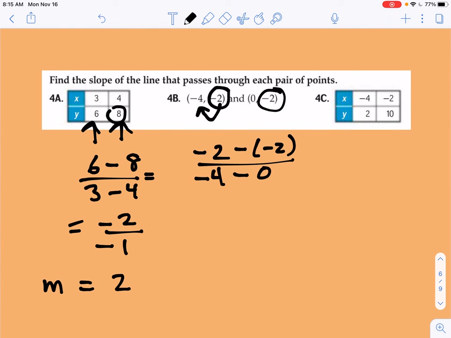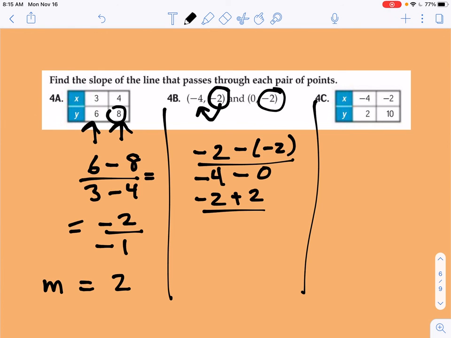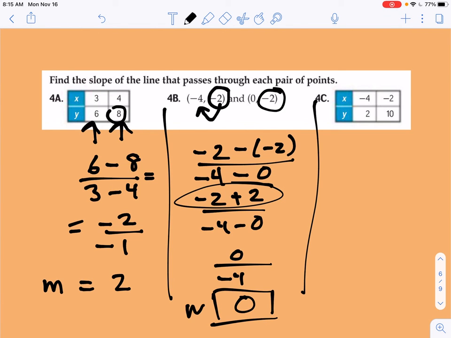And so if I break this down and simplify, I get negative 2 plus 2 over negative 4 minus 0. And this breaks down to 0 over negative 4, which is just good old 0. So my m is equal to 0. So that is a flat line from left to right.